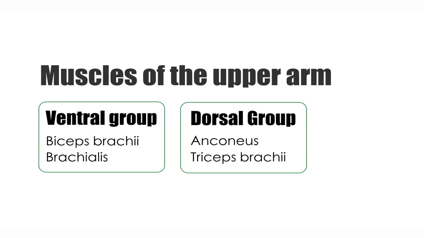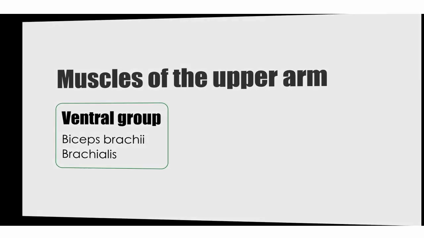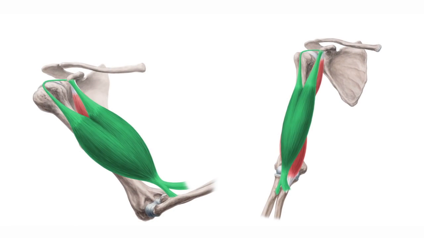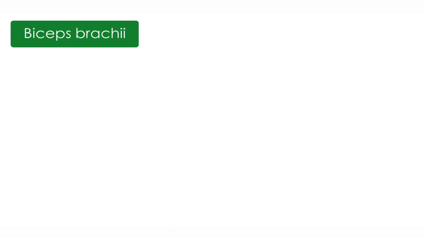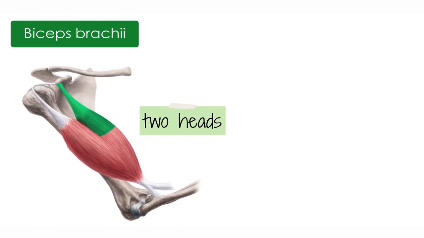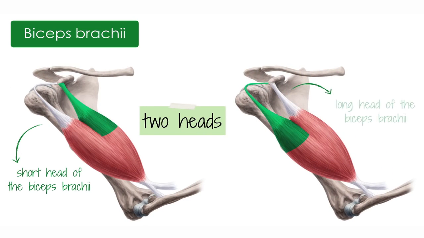Now let's start with the very first group, the ventral group, and with the first muscle of this list, which you see here highlighted in green. This is known as the biceps brachii. Now the biceps brachii, like the name indicates, is divided into two heads: the short head, as you can see here, and the long head of the biceps brachii.